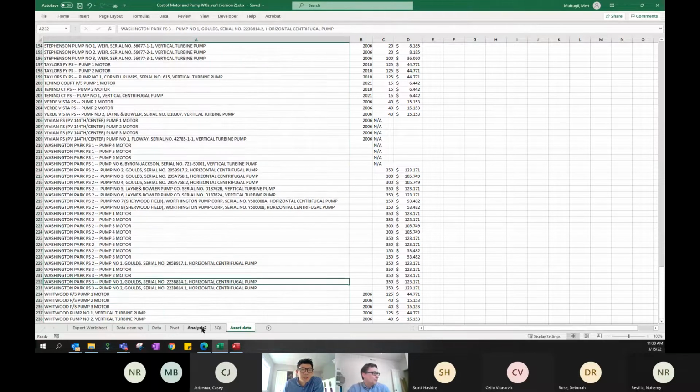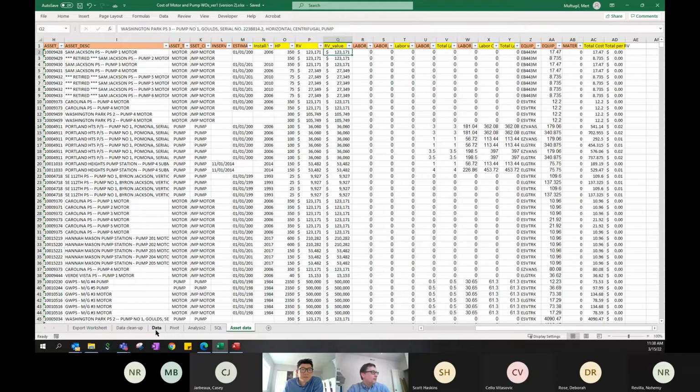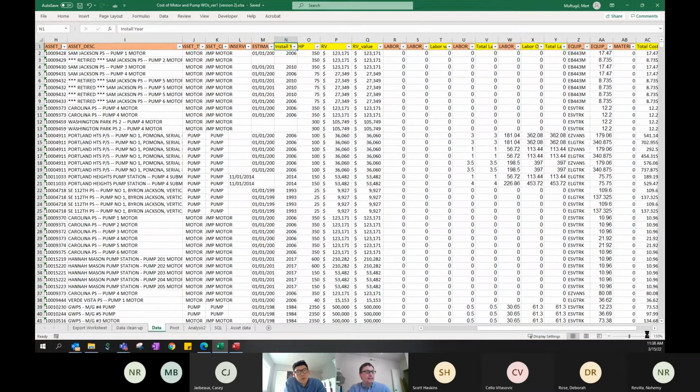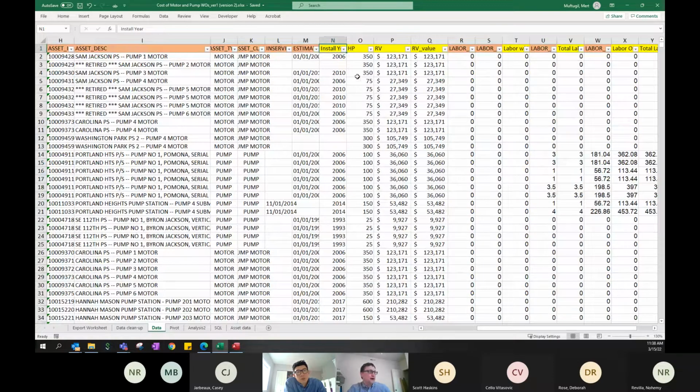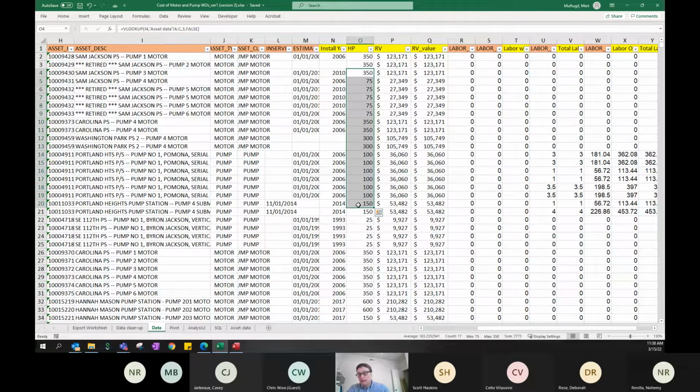Got it. Pumps, yeah. But yeah, we end up with this, and then I add the things that you see in yellow because they were not included in the original extract. So I added estimated install years, calculated between the two things that we have, either the known or the estimated in-service date. I brought in the horsepower data. I brought in the replacement value. Again, this was in text, so it wasn't registering well, so I converted them to values.